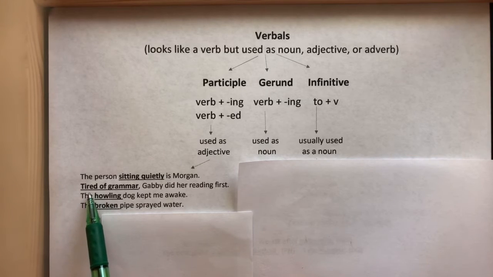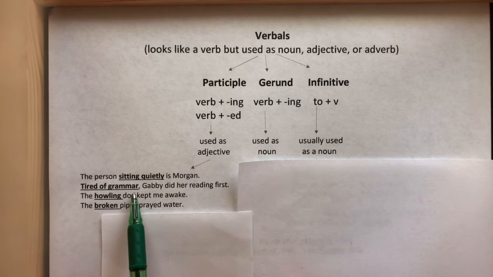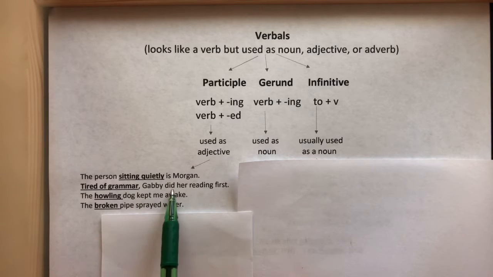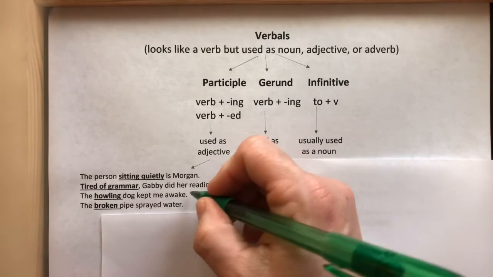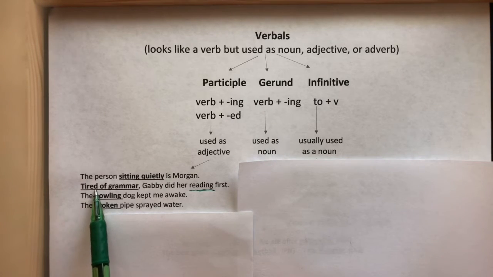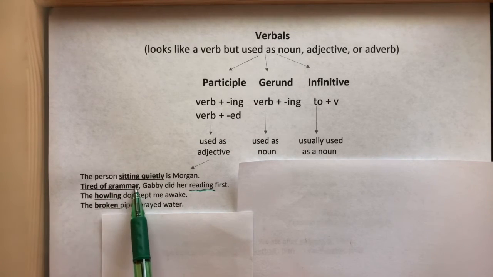Now let's look at the next one. Tired of grammar, Gabby did her reading first. So tired of grammar is describing Gabby. It's being used as an adjective. Our subject is Gabby. Our verb is did. And look at this, reading. There's another verbal. That one's going to be a gerund. So tired of grammar, this is one that has the ed form, and it has a modifier. It has a prepositional phrase that goes with it. So that whole thing is called the participial phrase.